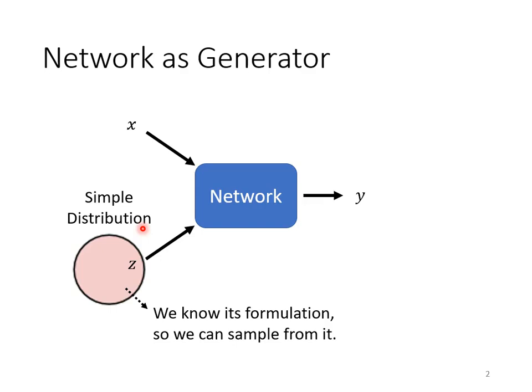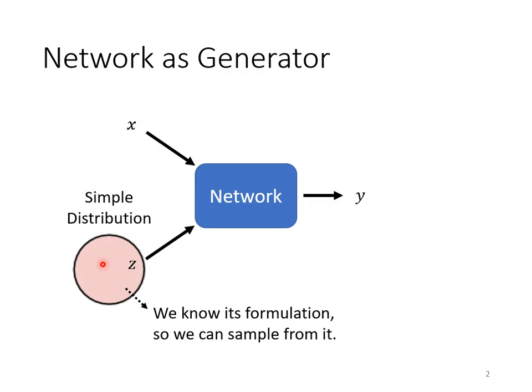For example, this distribution could be a Gaussian distribution. If we know the formula of the Gaussian distribution, we can sample from it. We know how to sample from a Gaussian distribution. It could also be a uniform distribution. We definitely know the formula for the uniform distribution. So, we also know how to sample from a uniform distribution. In summary, we can decide the shape of the distribution as long as it is simple and can be sampled from. So, every time we have an input x, we get z by sampling from this distribution.